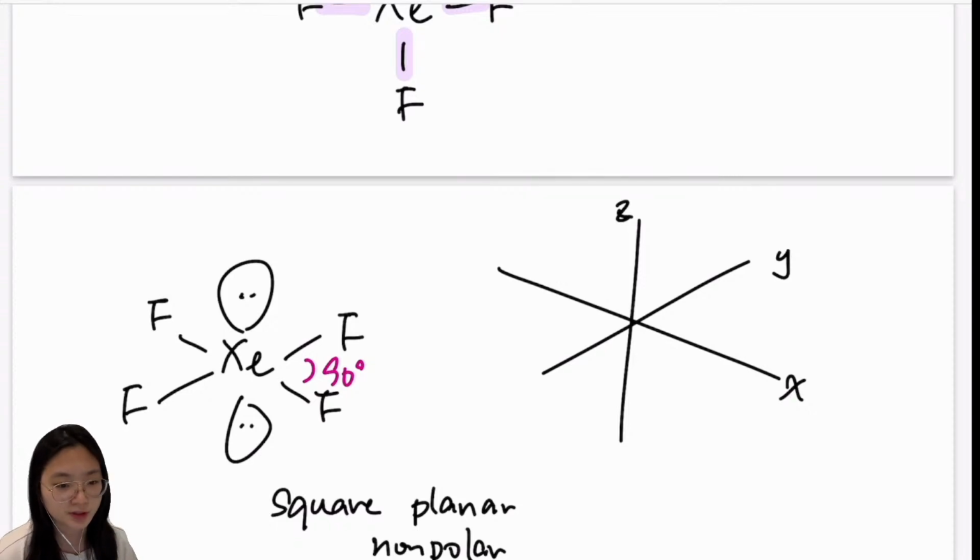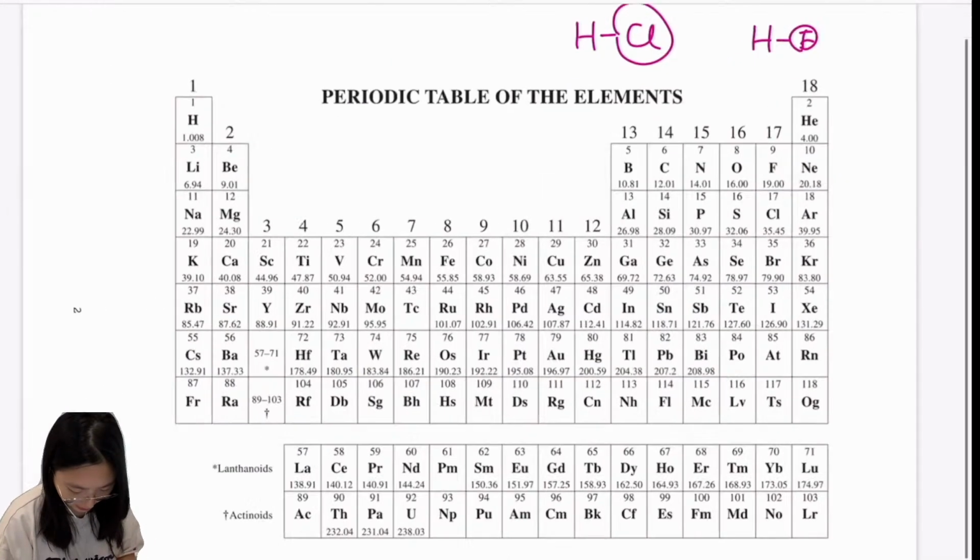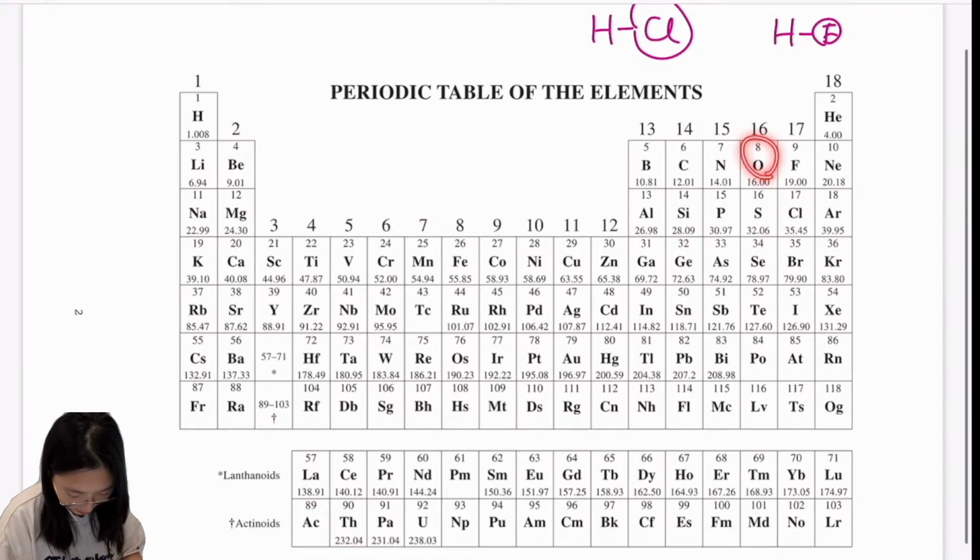What about the other 3? Okay, H2O, H2S, H2Se, H2Te. So oxygen, sulfur, selenium, and tellurium.